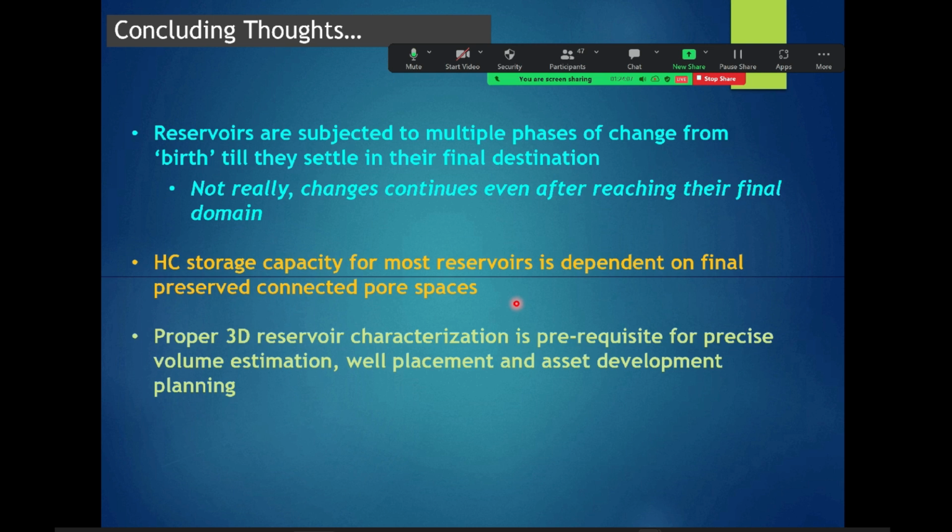Okay, so this is just my quick thoughts on how the reservoir starts from the onset, where it begins as very loose and very unconsolidated, and then through the experience of transportation, changes in different environments and different conditions, it gets altered to its final domain, where it's sometimes even further changed to have a new property that now determines how much oil and gas it is able to hold in place.